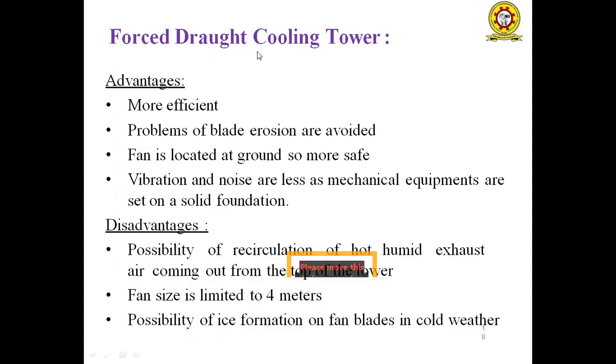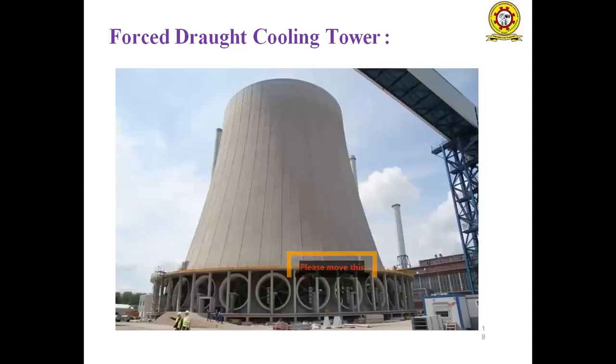Next, the forced draught cooling tower. Some of the advantages are: it is more efficient, the problem of blade erosion is avoided, the fan is located at ground level so it is safer, and vibrations and noise are less as mechanical equipment is set on solid foundations. The disadvantages are the possibility of recirculation of hot humid exhaust air coming from the cooling towers. This means there is a possibility of the hot gases being sent into the atmosphere.